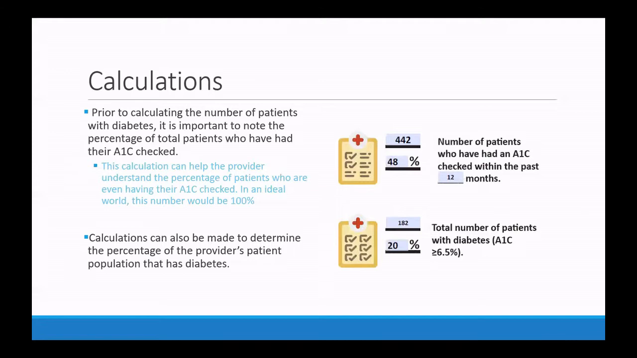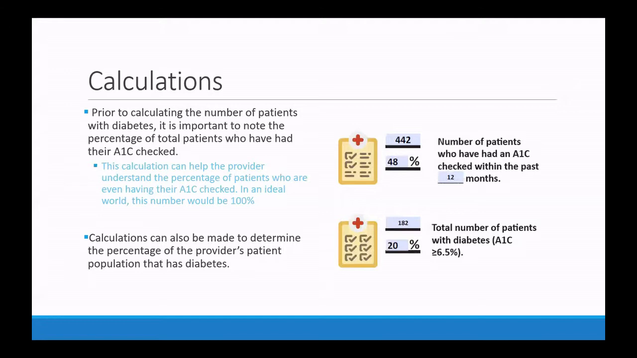In an ideal world, this number would be 100%. We'd want all of the patients age 18 and over to have their A1C checked at least once a year, assuming that they're doing blood work and things like that. But I'll leave it up to the professionals to officially discuss that and review. But for this scenario, we have 48% of the patients who have had their A1C checked within the past 12 months.